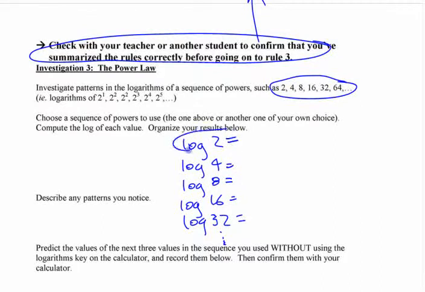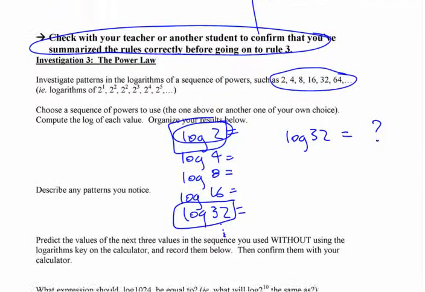Figure out how they're related to log 2. So what we want to be able to do is not just say, well, look at this decimal, it's this many times more than that decimal. You want to know, how could you get log of 32 from log of 2? How is log of 32 related to log of 2? How can you get it from log of 2? That's what you're looking for here.